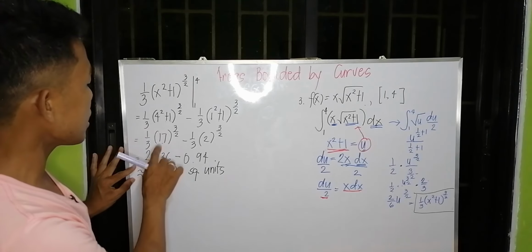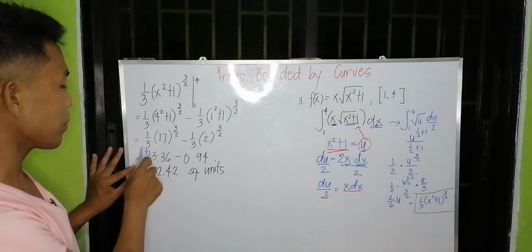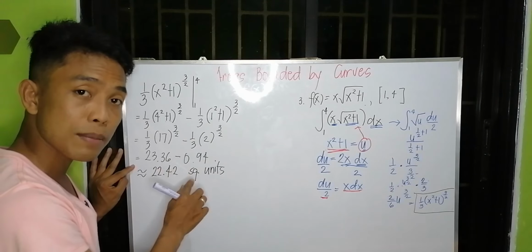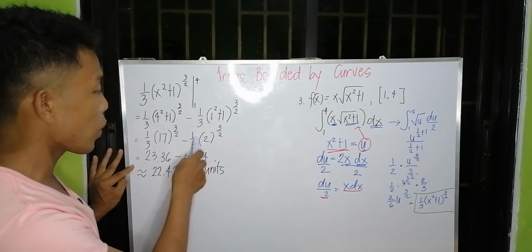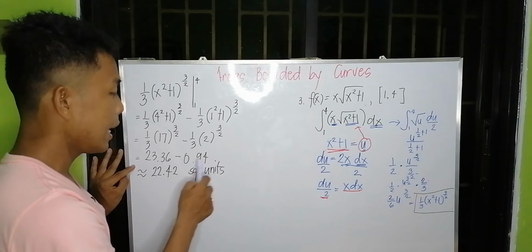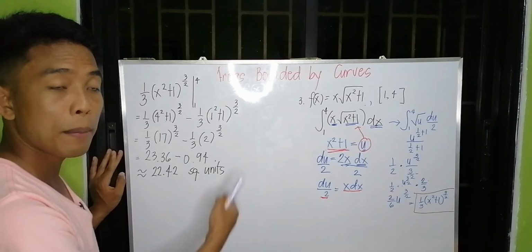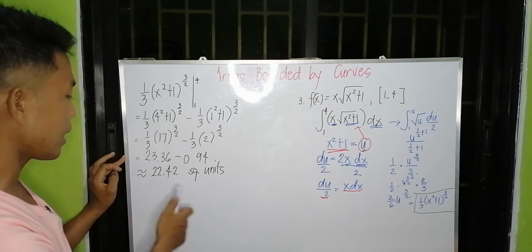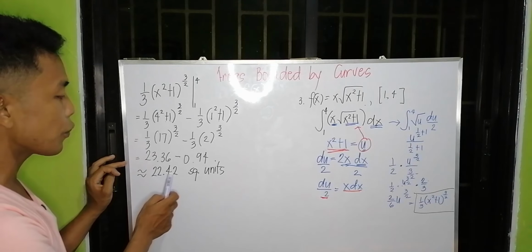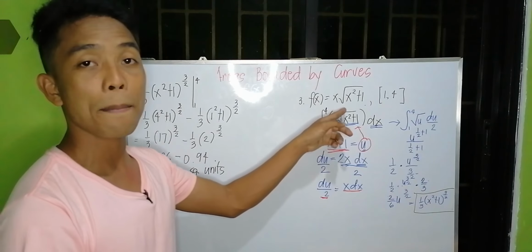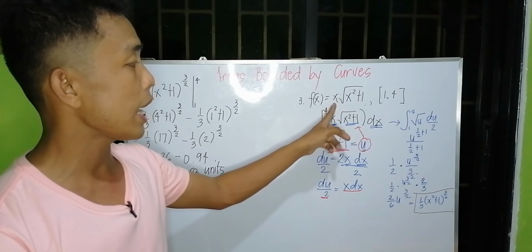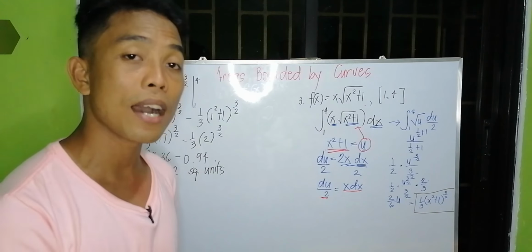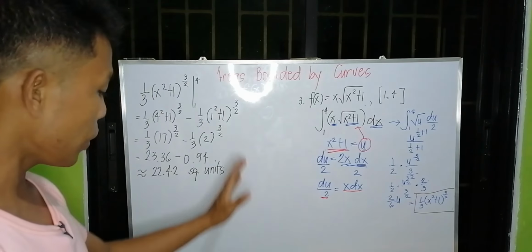Kasi nga, itong 17 raised to 3 halves times 1/3 is 23.36. Approximation lang siya. This is not exactly 0.36. May mga nakasunod pa doon. The same way with 1/3 times 2 raised to 3 halves. Hindi siya exactly 0.94. May mga kasunod pa doon, pero ni-round up na natin or ni-round off na natin. Kaya we have approximation of 22.42 square units as the area bounded by the curves of the function x times the square root of x squared plus 1 from 1 to 4 above the x-axis. So, this is how we do that.